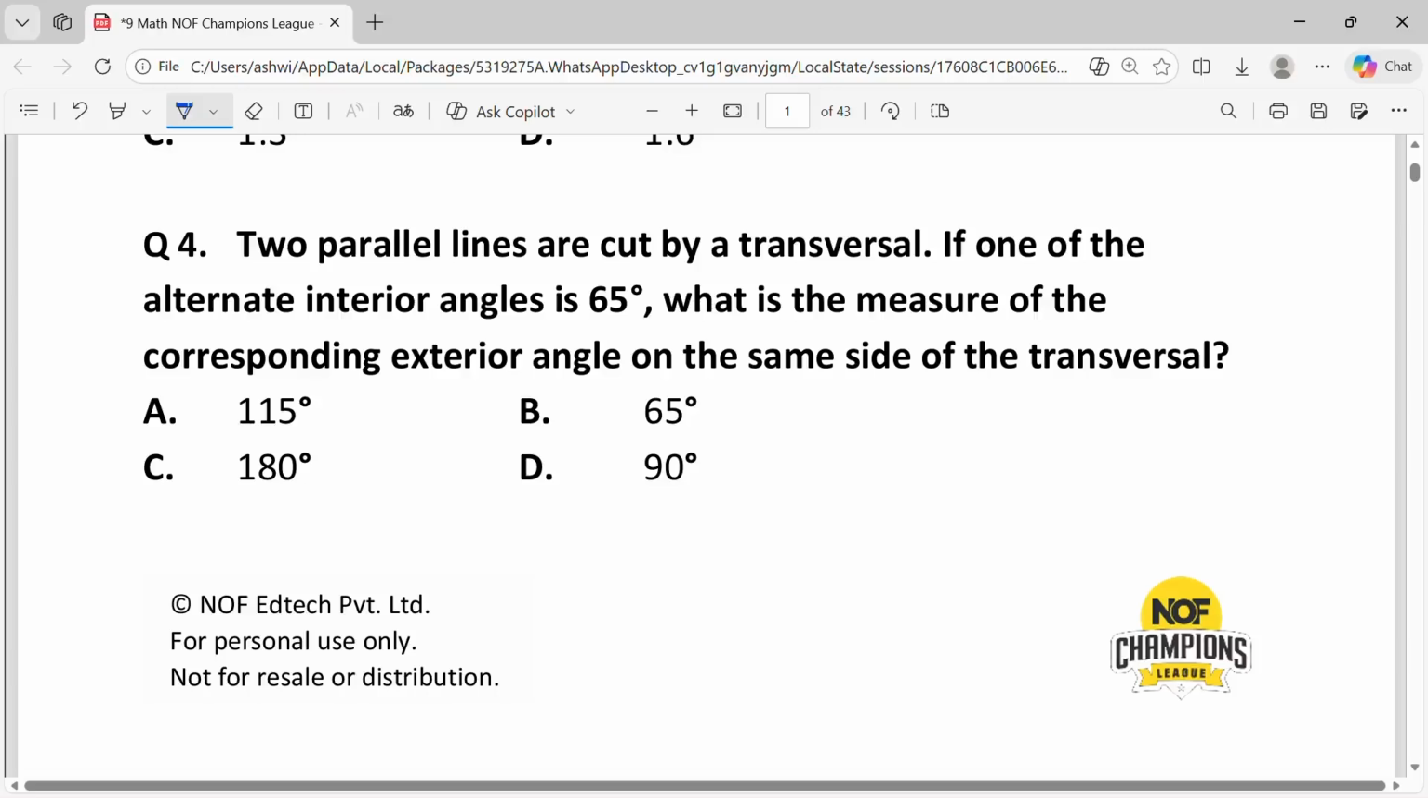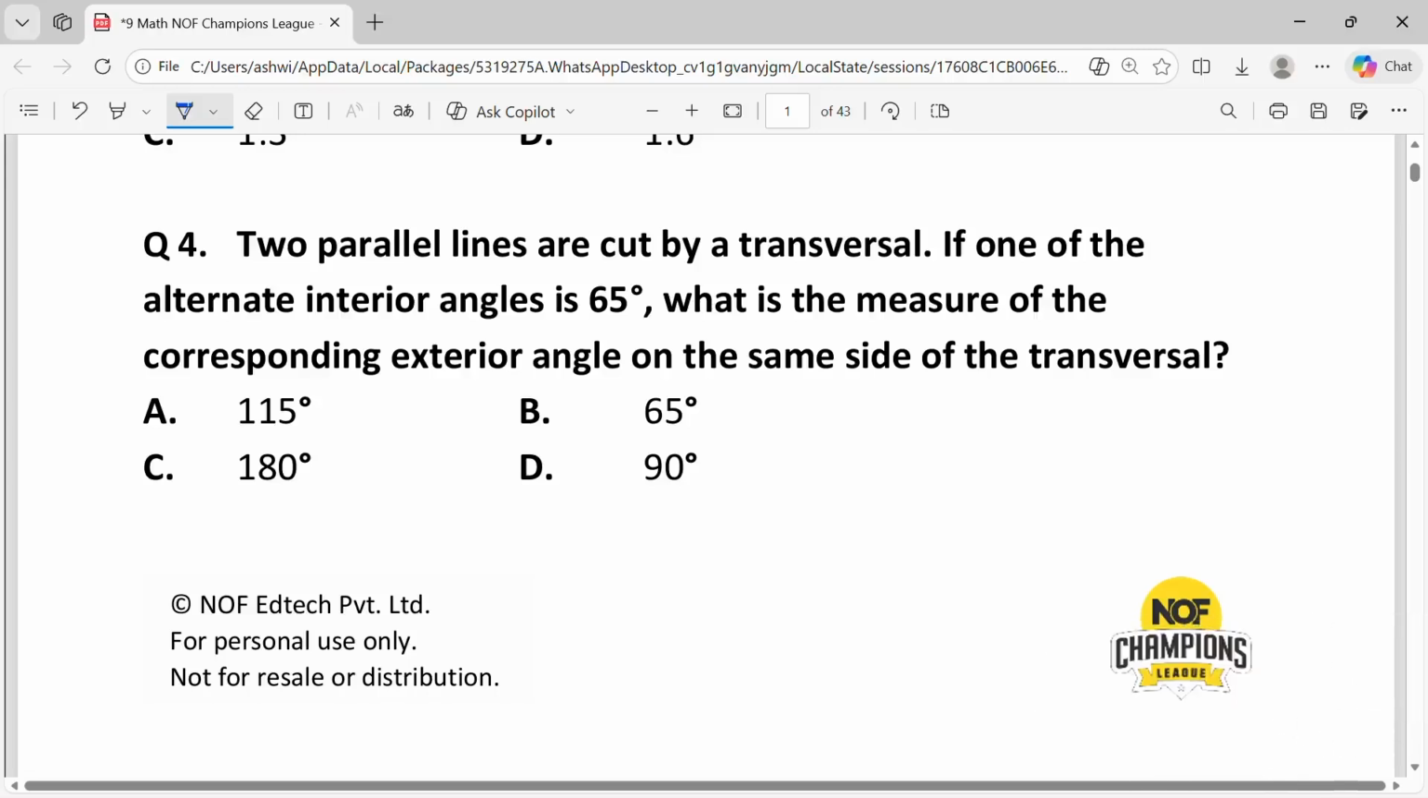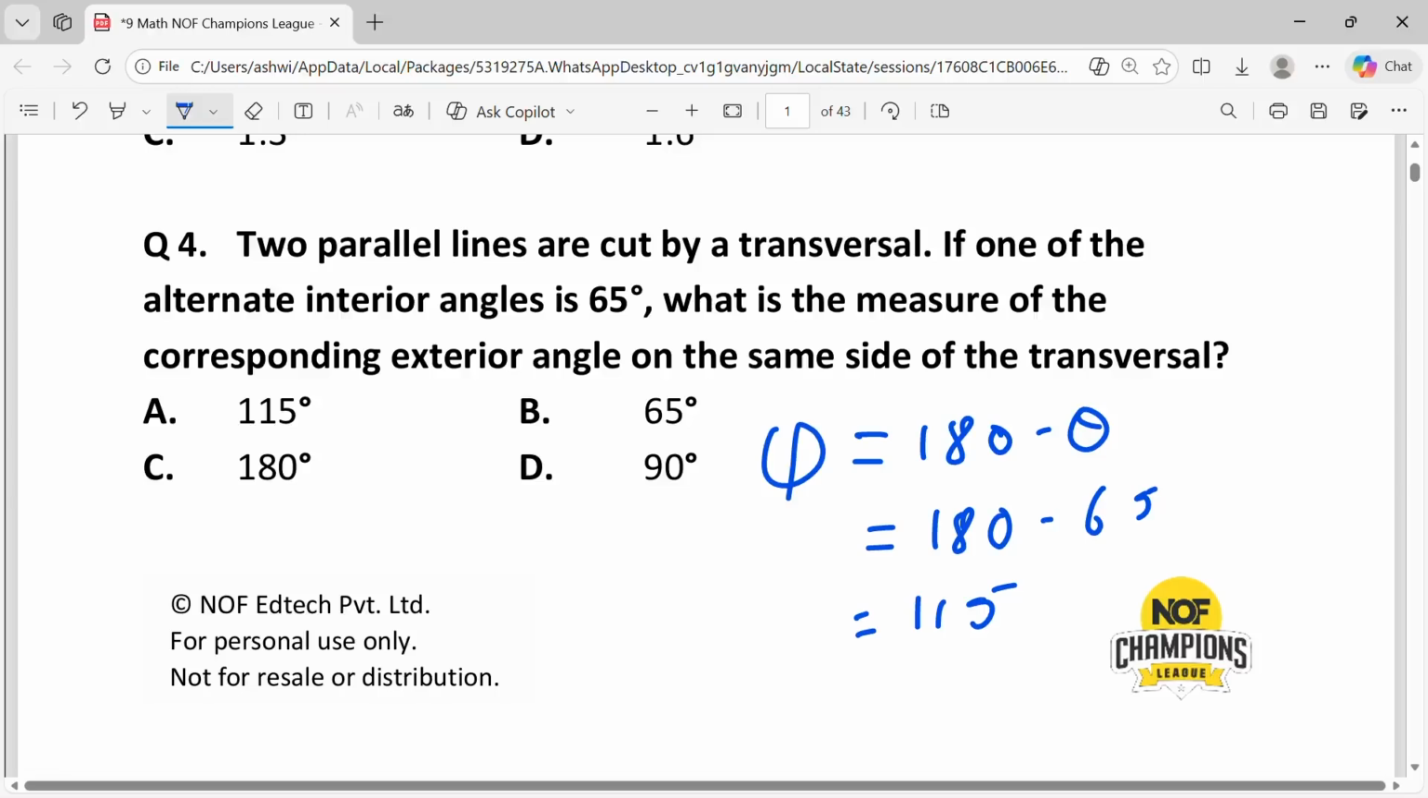The alternate interior angle is 65. The corresponding exterior angle on the same side of the transversal is supplementary to the given alternate interior angle. Let the given angle be theta, that is 65. The required angle be phi, that is equal to 180 minus theta, which is equal to 180 minus 65, which is equal to 115. The answer is A, 115.